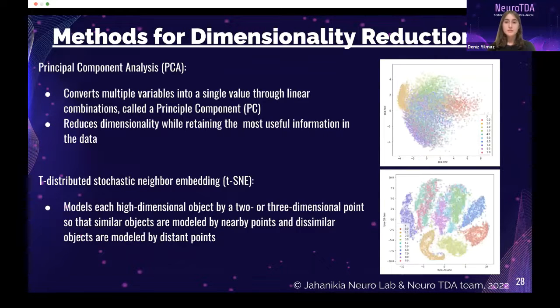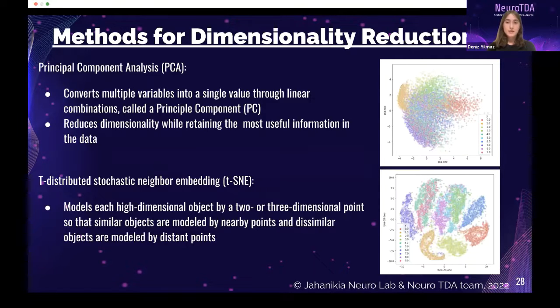There are many methods to reduce dimensionality in data, so I will only be covering a few of the most popular. The first is principal component analysis, or PCA. The way PCA works is it combines multiple variables into a single value through linear combinations, and this value is called a principal component. The algorithm creates multiple principal components, with the first being the most important. You can see on the graph to the right that they graph the first and second principal component against each other. This method is really helpful because it reduces dimensionality while still retaining the most useful information in the data.